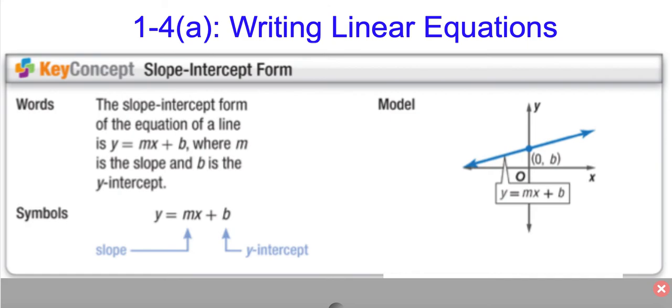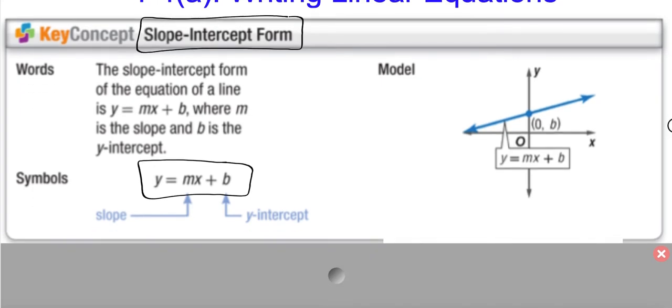So the next thing, since we have an idea how to calculate slope, we're going to start writing linear equations. So this is the form of a linear equation that you all have learned before, y equals mx plus b. That is called slope-intercept form. Today we're going to take care of slope-intercept form, and then the next class we'll be taking care of standard form. Okay?